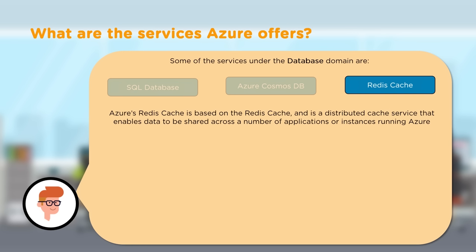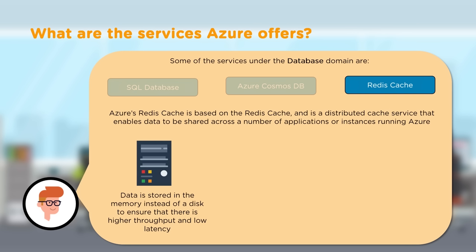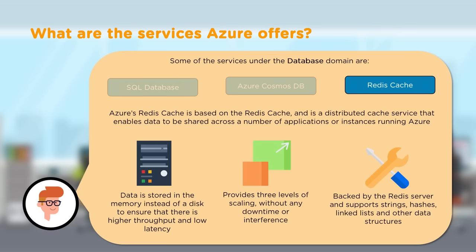By using Redis Cache, application performance is improved by taking advantage of the low latency and high throughput performance that the Redis engine provides. To summarize, when we use Redis Cache, data is stored in memory instead of on disk to ensure high throughput and low latency when the application needs to read the data. It provides various levels of scaling without any downtime or interference. Redis Cache is backed by Redis Server, and it supports strings, hashes, linked lists, and various other data structures.